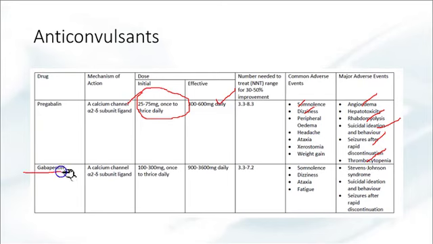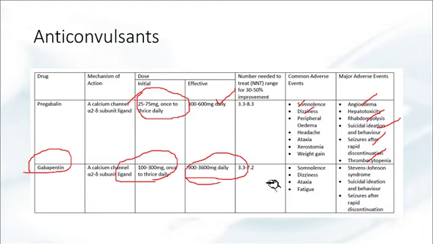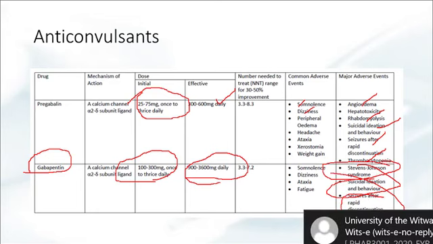When it comes to gabapentin, for example, you want to start at 100 to 300 milligrams 1 to 3 times per day and dose completely up to 900 to 3600 milligrams per day. It is associated with somnolence, dizziness, ataxia, and fatigue, and it's one of the drugs that is associated with Stevens-Johnson syndrome. It also causes suicidal ideation and behavior, and of course seizures can occur after rapid discontinuation.